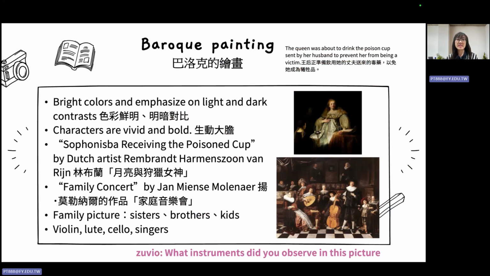And the other one is the family concert by Jan Molaner. So in this picture, you can see that their family includes sister, brother, kids, and they all play certain instruments such as violin, lute, cello, and they have some singers without the instruments.